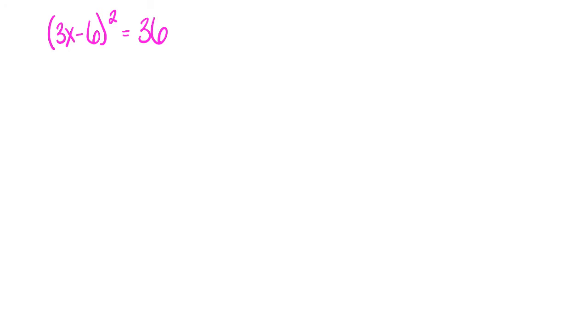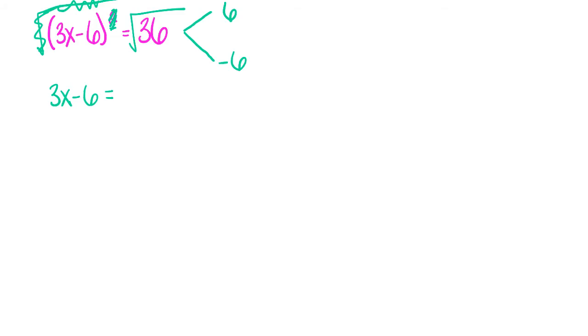Here, the most outside operation, again, is the squared. To get rid of the squared, you're simply going to take the square root of both sides. This causes the squared and the square root to cancel each other out, leaving you with just what's inside of the parentheses, your 3x minus 6. Now we're going to set this equal to the solution of the square root of 36. But remember, we have two solutions. The square root of 36 gives us both a positive 6 and a negative 6. So we're going to have 3x minus 6 equals positive 6, and we'll also have another equation, 3x minus 6 equals negative 6.